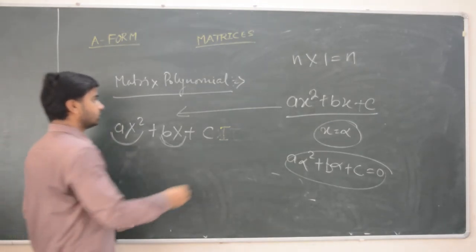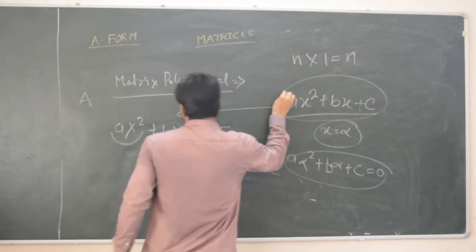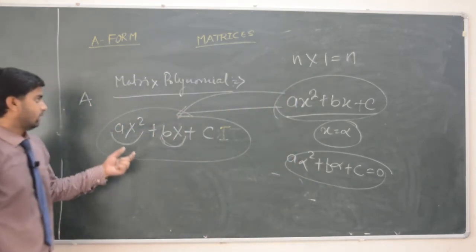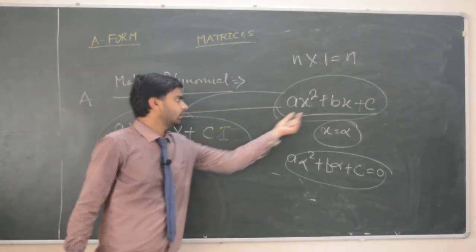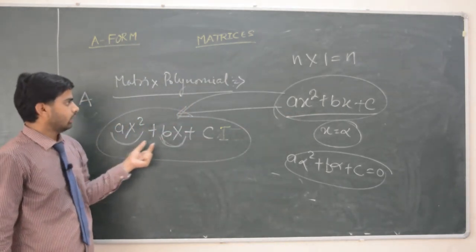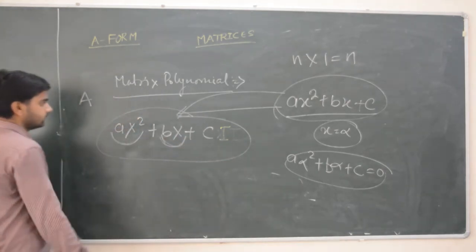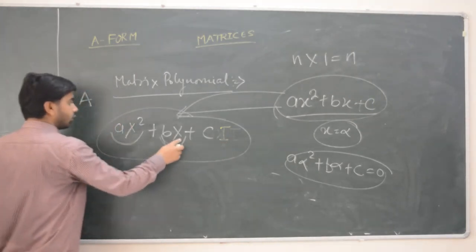So we convert an algebraic polynomial into a matrix polynomial by taking a matrix variable X and writing the constant term with the identity matrix. Here the order of this I will be the same as the order of X.